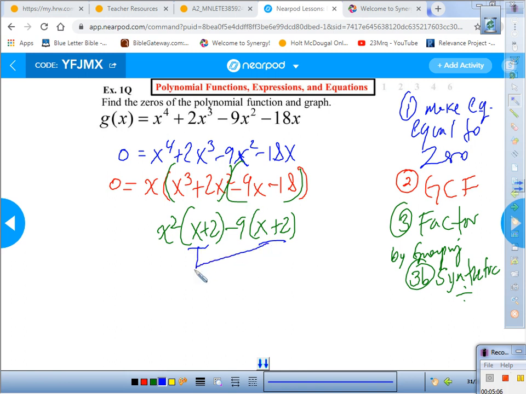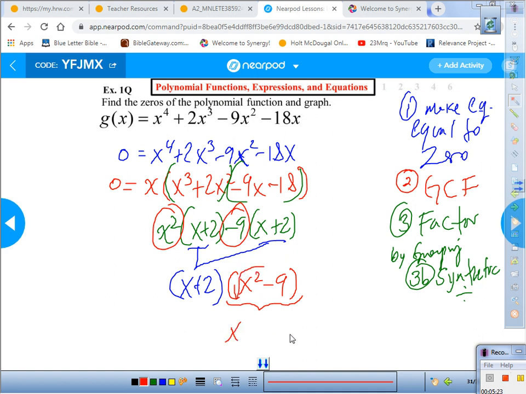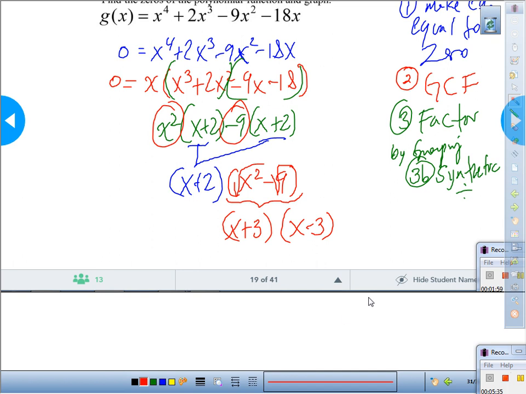So therefore, this becomes x plus 2. And what's left here? The x squared minus 9, x squared minus 9. And what does this look like? Difference of squares. Square root of the first, that is x and x. What is square root of 9? Positive 3 and negative 3. And that only works if what? If we have a subtraction. Let me scoot up. There it is.